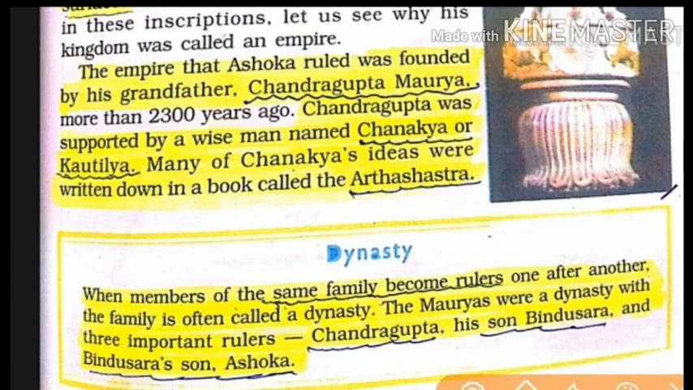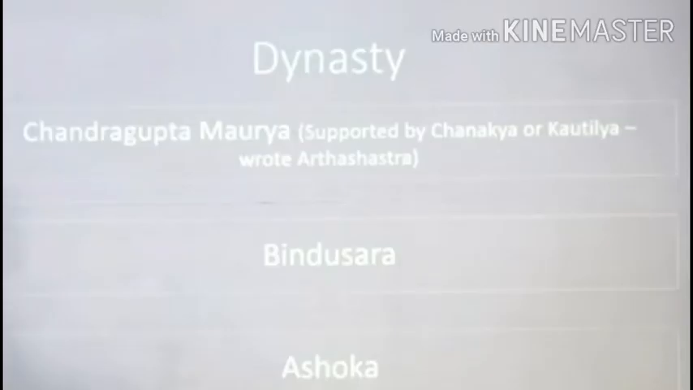Firstly, let's define dynasty. When the members of the same family become rulers one after the other, that family is called a dynasty. The Mauryans were a dynasty with three important rulers. First, Chandragupta Maurya, his son Bindusara, and Bindusara's son Ashoka.